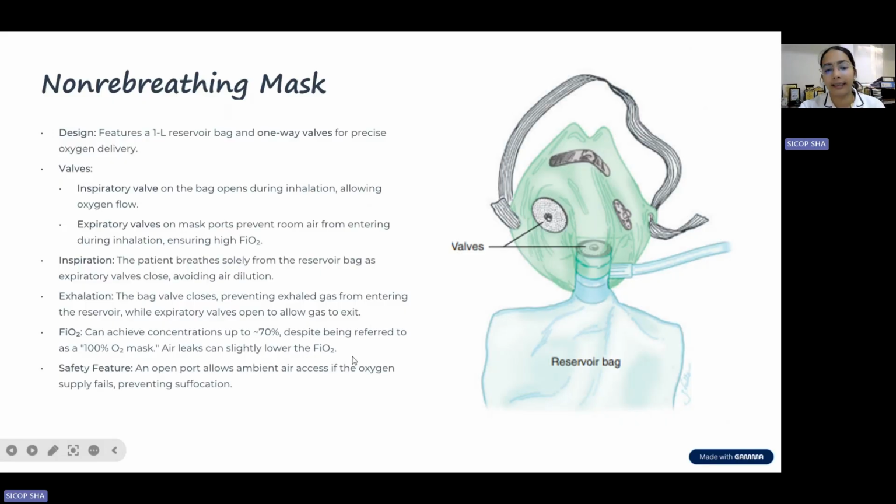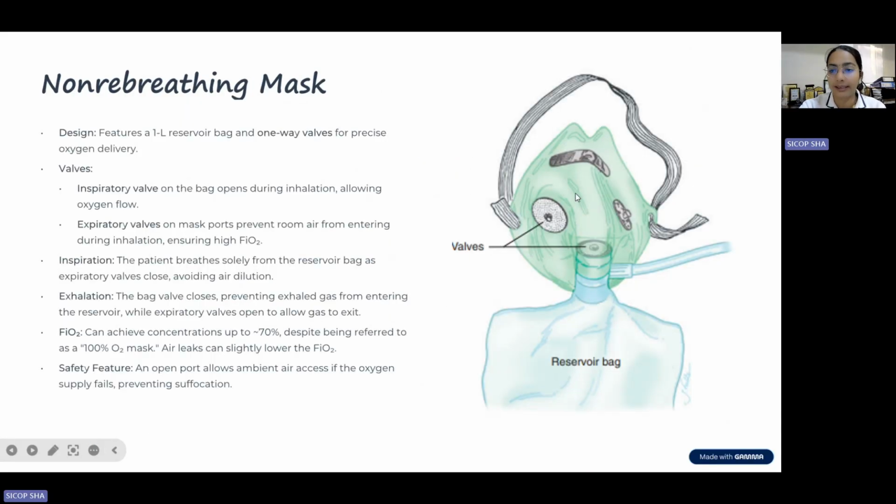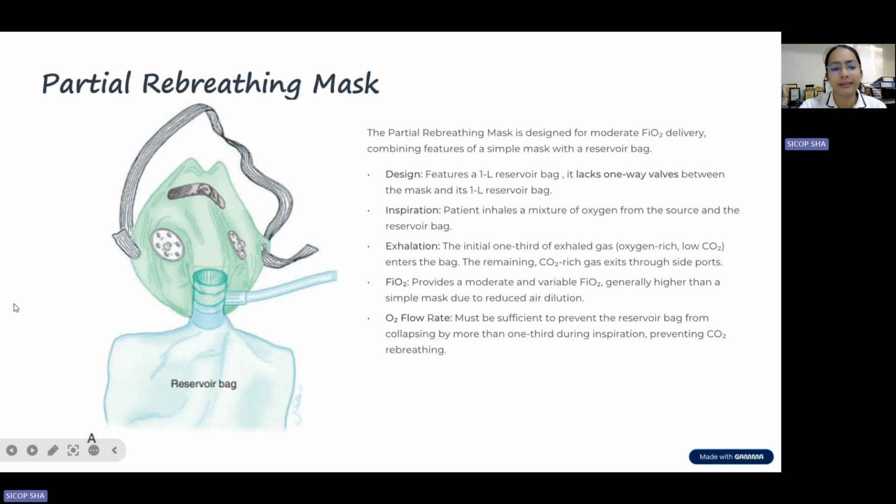Air leaks can slightly lower the FiO2. As there were ports here before, there was more mixing, but since there are no ports and there is a valve, the mixing is minimized. So these are your reservoir systems. These reservoirs come and help when the oxygen demand increases and you need to breathe through the reservoir bag.